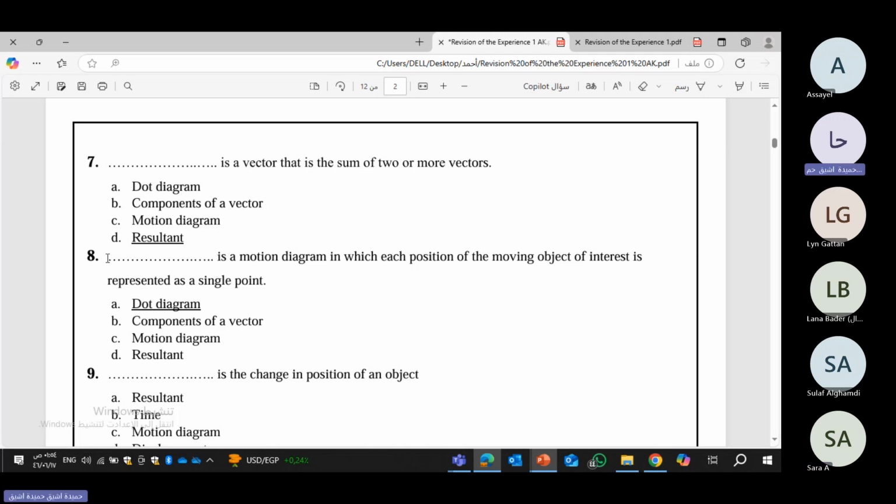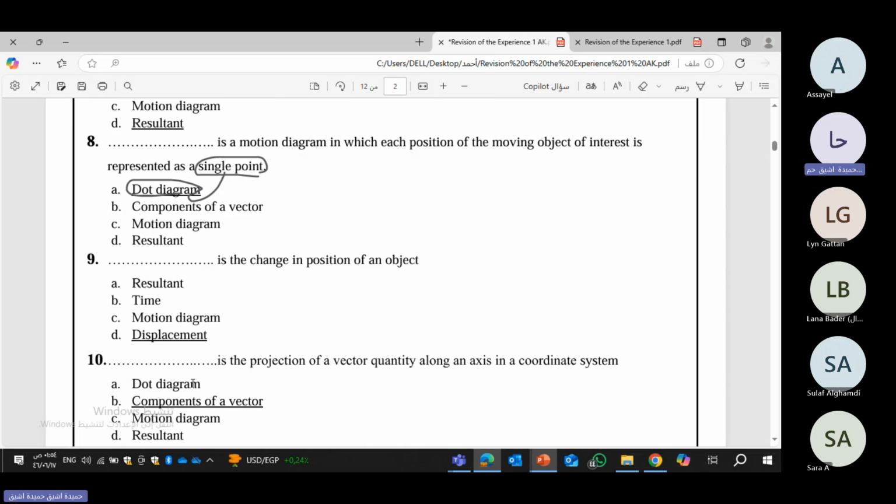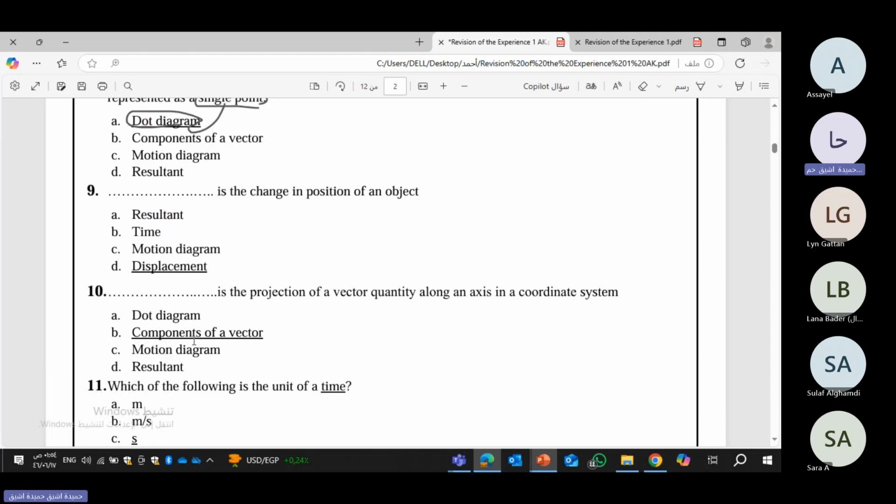Question 8: a motion diagram at which position moves and is represented with a single point. Whenever you see this, it is the keyword. You have to memorize keywords. Single point, it indicates what? Dot diagram. Excellent. And what about the change in position? Displacement. This position, displacement, and distance also.